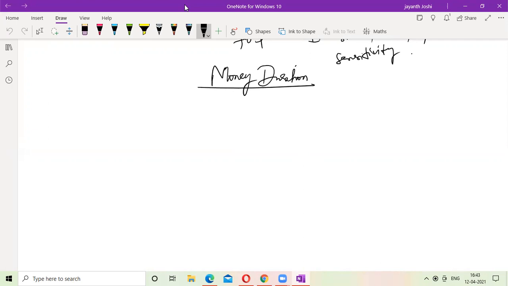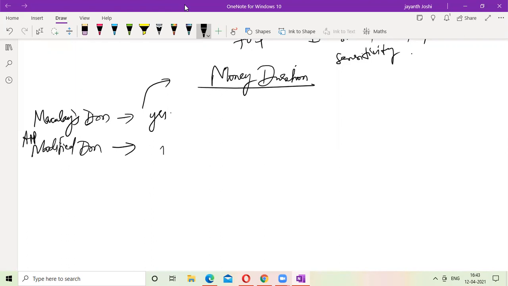So you have already done the Macaulay duration, which was measured in terms of years. That means the more the duration, the more the sensitivity in the bond. You have checked the modified duration, that is approximate modified duration.